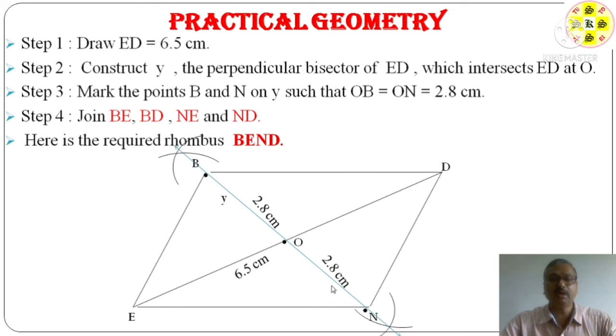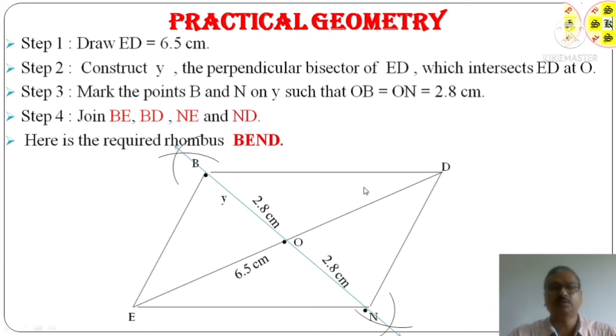So this completes the construction of the quadrilateral. Here BN is perpendicular to ED. That's why we draw the perpendicular line segment. You can also rotate this, so you can draw one horizontal line, after that one vertical line, to represent perpendicular to each other. After that you can also mark all the points, maintaining the distance from O. That is 2.8 from O, that is the position of B, and 2.8 centimeter away, that is the point N. After that join BE, BD, NE and ND to get the required rhombus BEND.